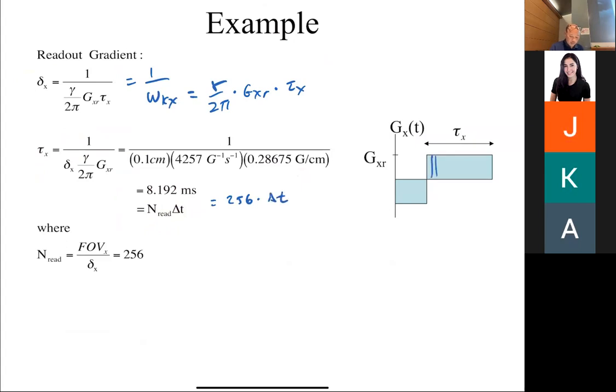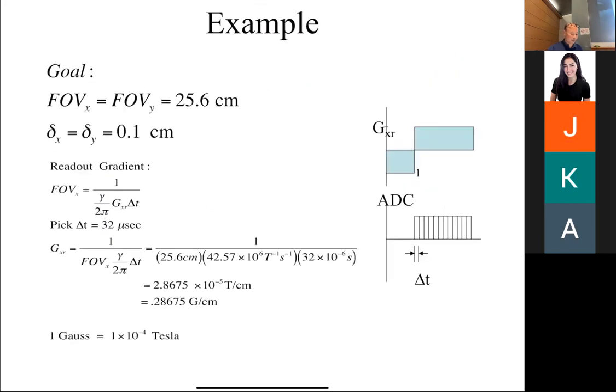That means I have 256 steps, 256 of those little increments in that time window. That makes sense if you go back to the original design criteria. The number of samples I have is FOV of X over delta X, and that's 256. So for basic MRI, a quick sanity check is that the number of samples you want in the X dimension is equal to the number of samples in the KX dimension, if you don't play any tricks.